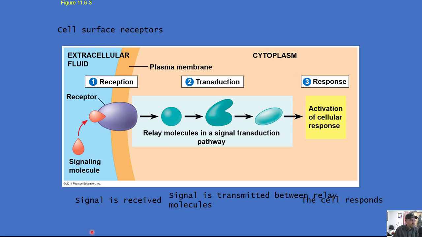So reception, the signal is received. Transduction, the signal is transmitted between relay molecules. And then response, the cell responds, depending on what signal was sent. That's the basic steps of cell communication.